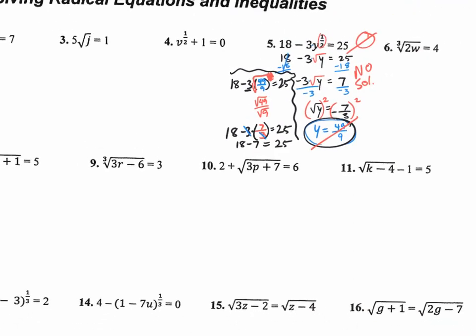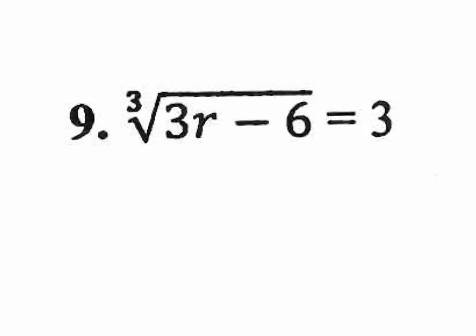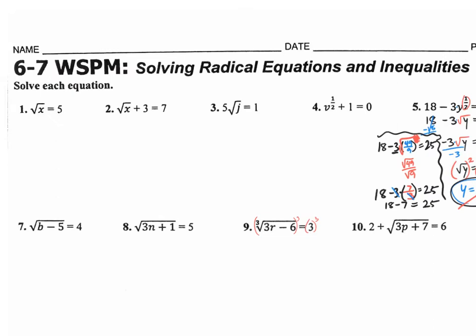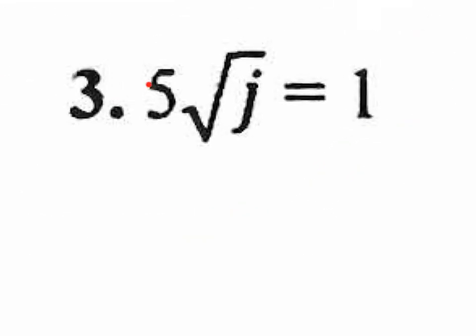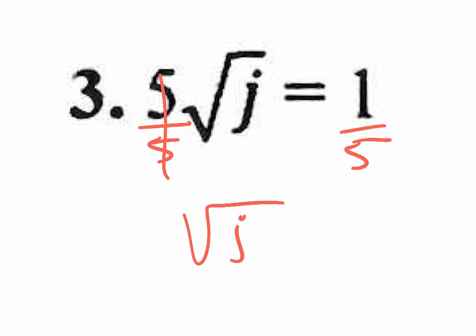Okay, so that is step 1, to isolate the radical. Step 2 is to get rid of the radical by applying a power on both sides. So number 9, it's already isolated. What power am I going to apply on both sides? Yeah, the third power. And then you just solve it the way you normally would. Okay, and don't forget to plug in your answer to double check it. So once you've isolated it, like after I divide by 5, okay, it's isolated. What would I have to do to get rid of that radical?